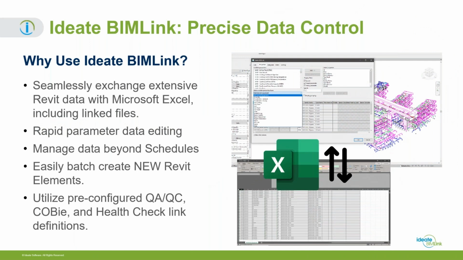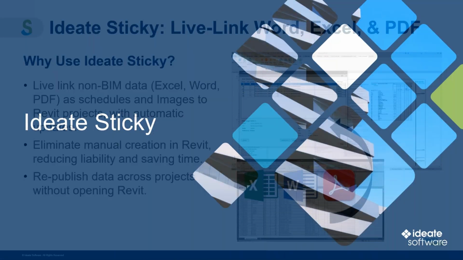Next, we have Ideate BIMlink. Ideate BIMlink allows you to export a huge amount of data and their parameter values to Microsoft Excel. Then Excel can be utilized to review, make changes, and then push them back into the Revit model. It becomes your go-to tool to manage all your Revit data needs. This tool comes with pre-configured link definitions that allow users to get productive really quickly and easily. And in the context of automation, we'll run this tool in the background and export things, for example your QA/QC or health check definitions, and we'll have a look at that when we talk about automation.